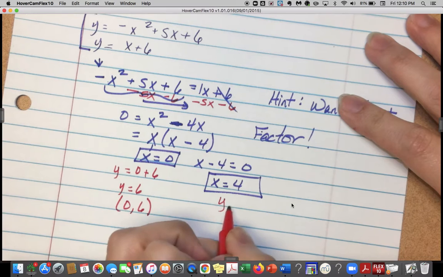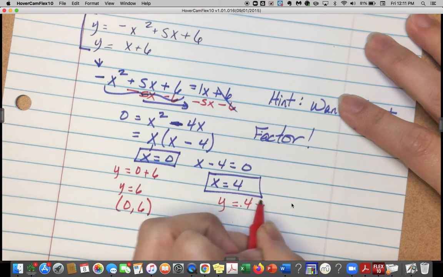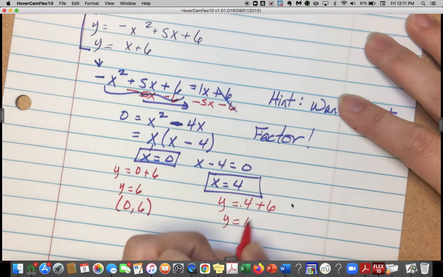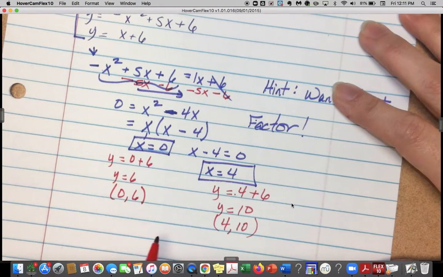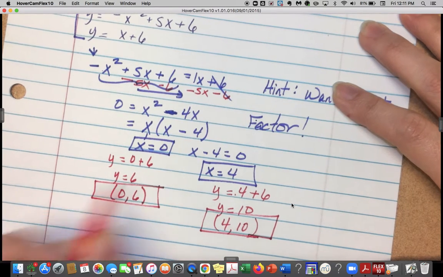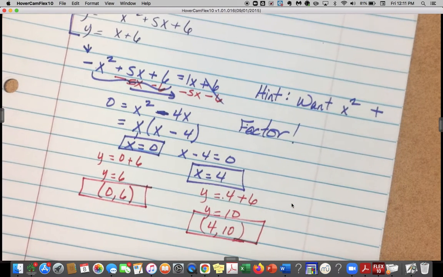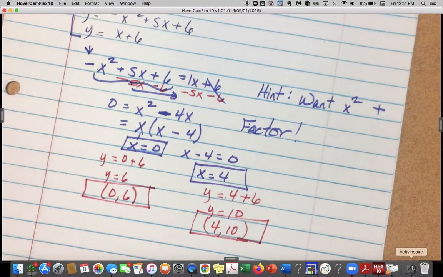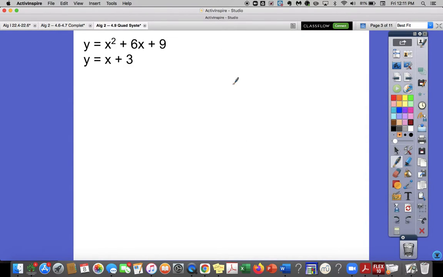And I can use the exact same thing over here. I can do x plus 6, but instead of x, I'm going to do 4 plus 6. So this one gives me 10. So my ordered pair is 4, 10. So these 2 points are the exact locations for my intersections. Okay? Let's see what it looks like if we do another one. Okay?